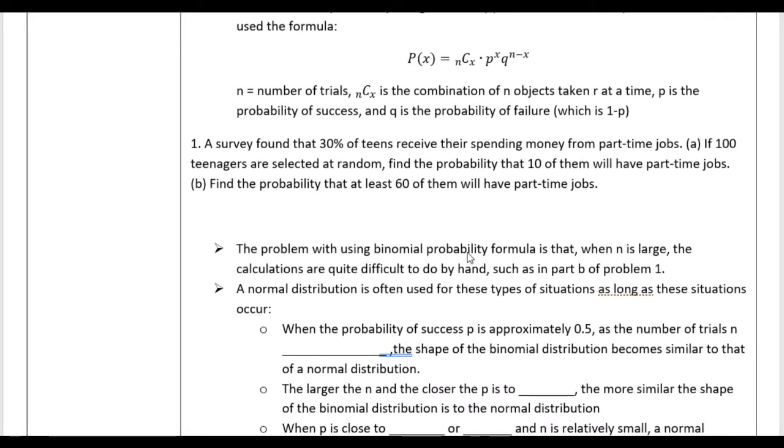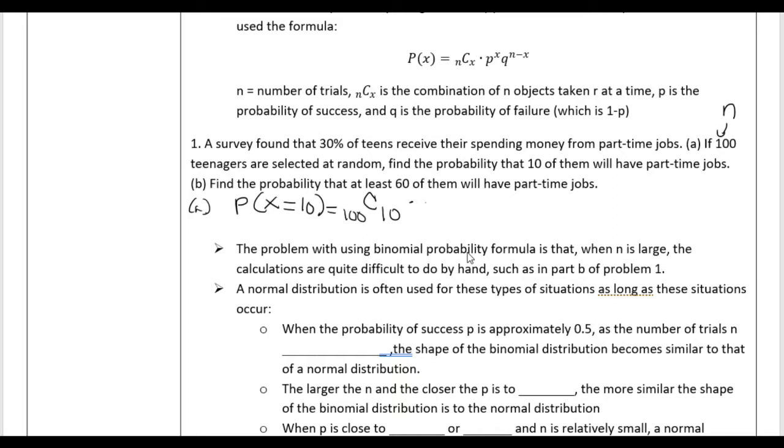A survey found that 30% of teens received their spending money from part-time jobs. If 100 teenagers are selected at random, find the probability that 10 of them will have part-time jobs. For part A, we want the probability that x is equal to 10, because we want 10 of them to have part-time jobs. So we're going to use a combination. n is 100 in this example. We have 100 teenagers, and we're choosing 10 of them to have part-time jobs.